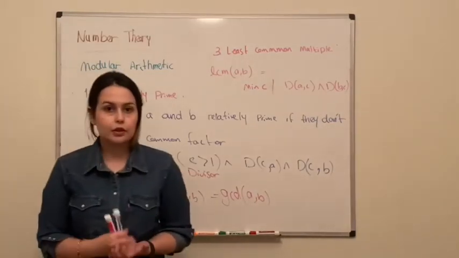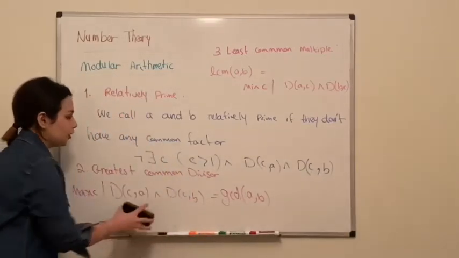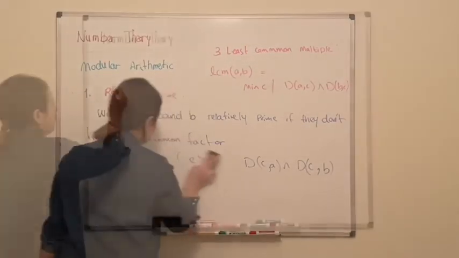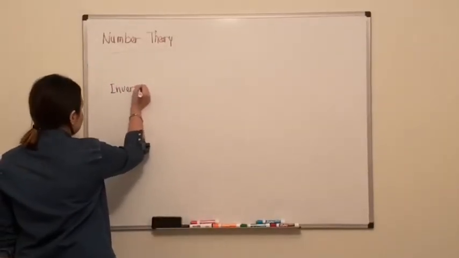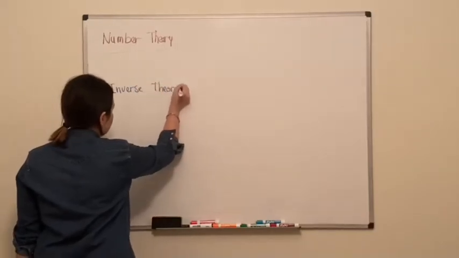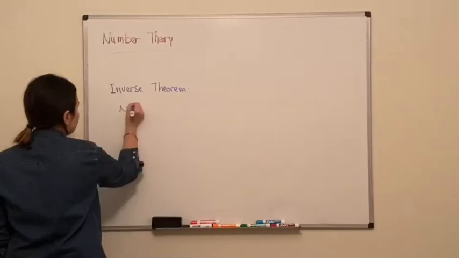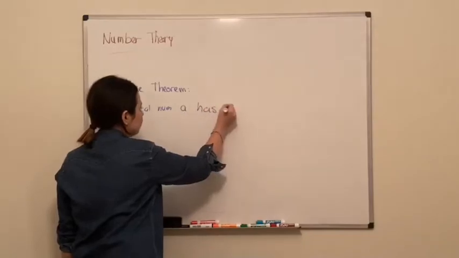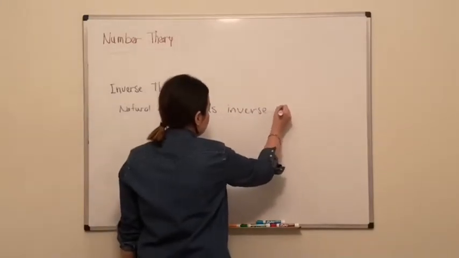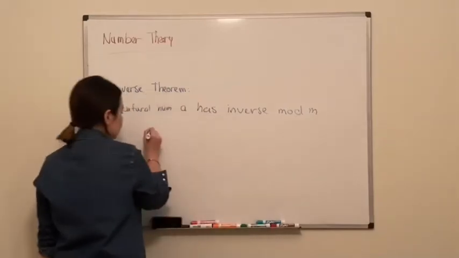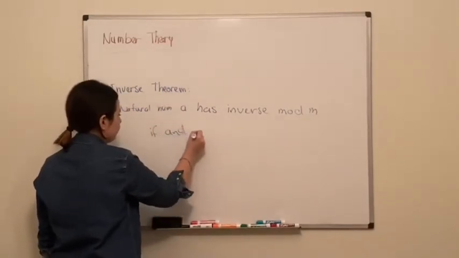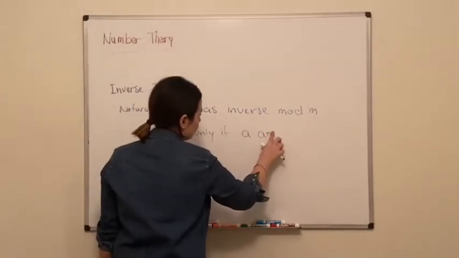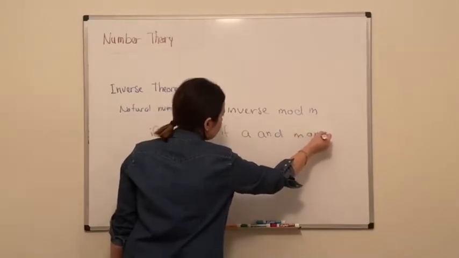The theorem that I want to mention now, and we are going to show how we can prove it, is the inverse theorem. The inverse theorem says a natural number A has an inverse mod M if and only if A and M are relatively prime.